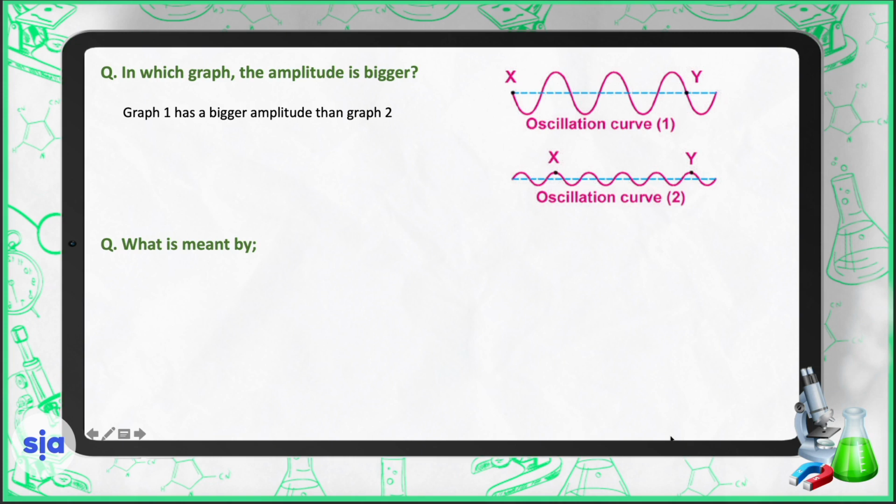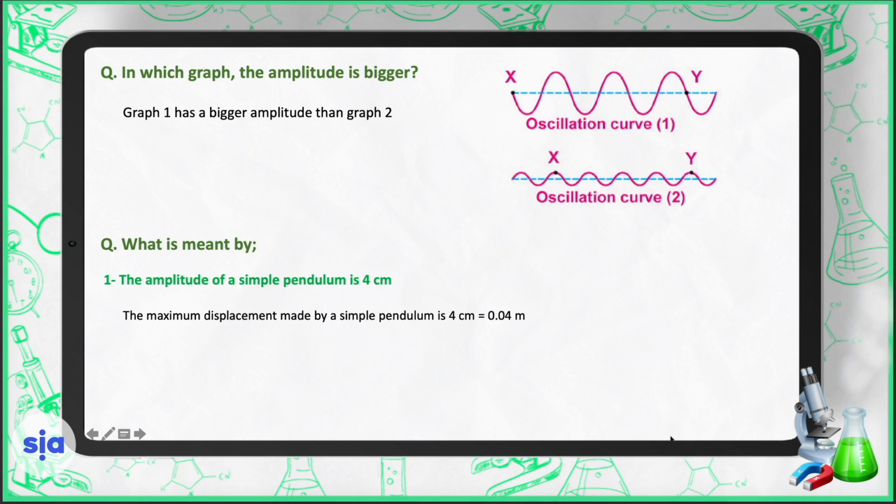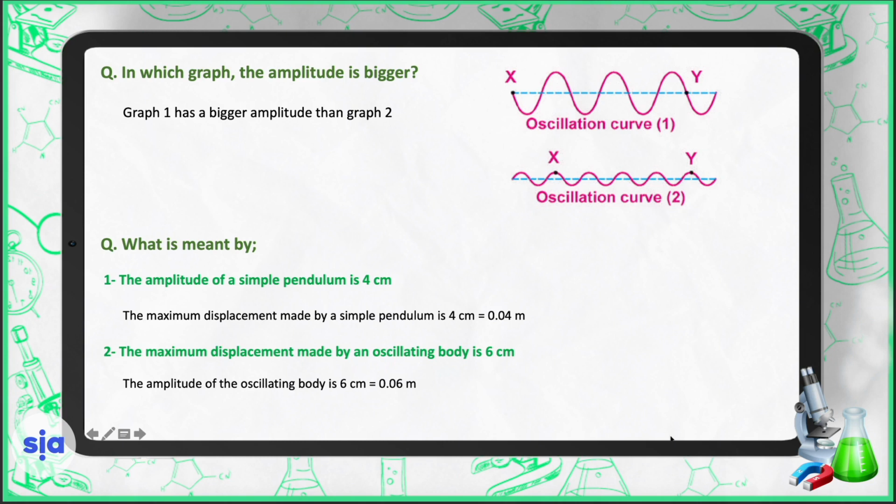What is meant by the amplitude of a simple pendulum is 4 centimeters? This means that the maximum displacement made by a simple pendulum is 4 centimeters, or in other words, 0.04 meter. What is meant by the maximum displacement made by an oscillating body is 6 centimeters? This means that the amplitude of the oscillating body is 6 centimeters, which is equal to 0.06 meter.